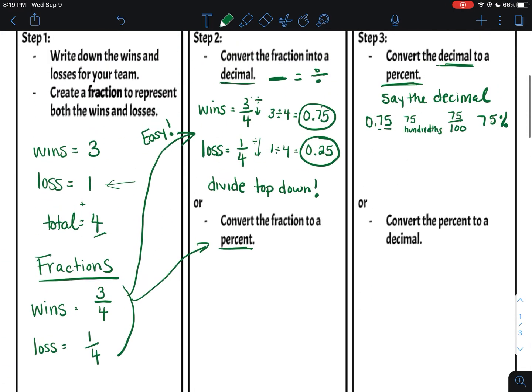Now for losses, we have the decimal 0.25. That would be said 25 hundredths. You would write it 25 hundredths. Well, if you have 25 out of 100, what percent is that? It would be 25%.